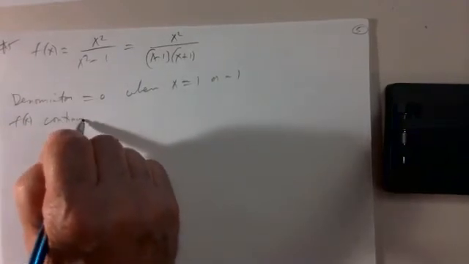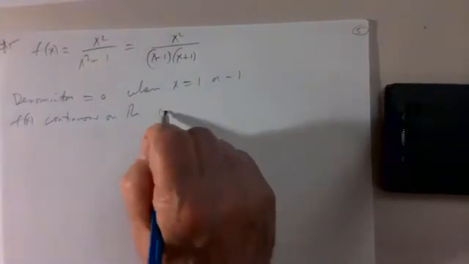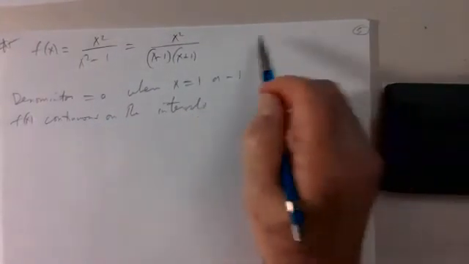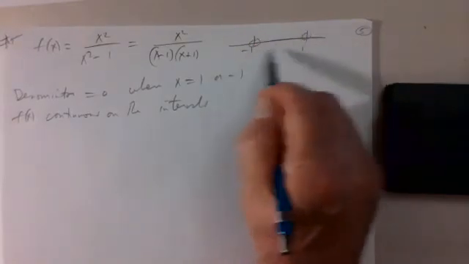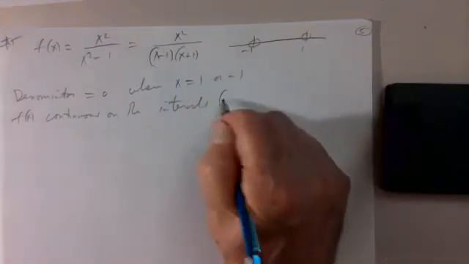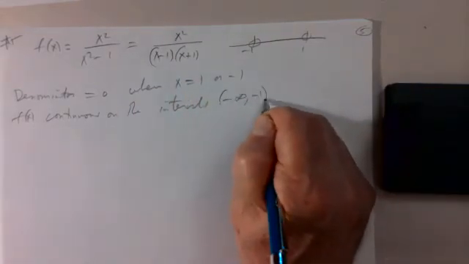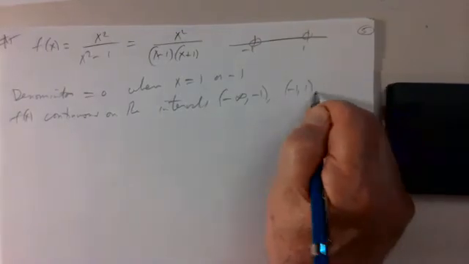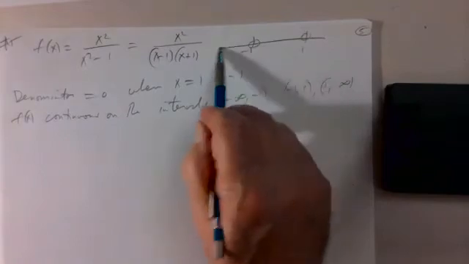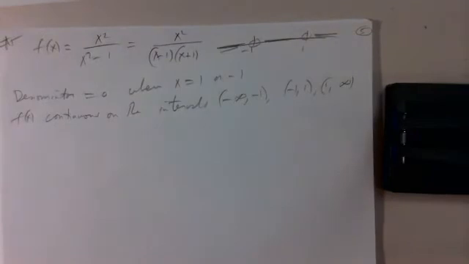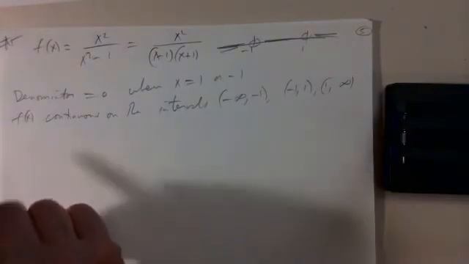So f of x is continuous on the intervals. So here's minus 1, 1. Except at those 2 points, the function is continuous. So from minus infinity to minus 1, from minus 1 to 1, and from 1 to infinity, these are the open intervals, so they don't include these points, plus and minus 1. So those are the intervals where the function is continuous.